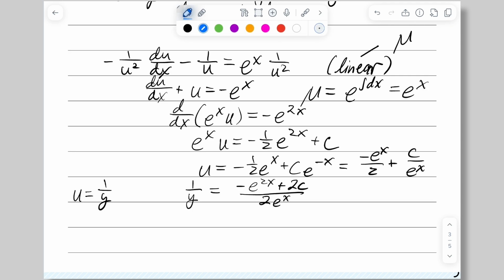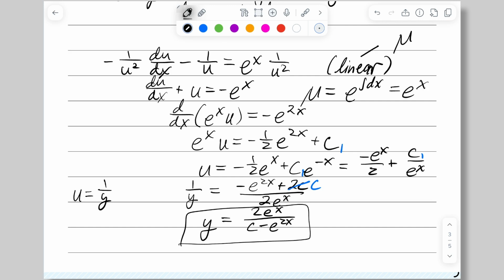If you've been watching my videos, you know I'm not going to leave that 2c constant as 2c. There's no reason for that. So I'm going to replace 2c using c. And also, if you've been watching, you know that means we've now changed the meaning of c, so I need to change the symbol of c in the previous steps. So I'll just throw in c1s there, and then everything's cool. Now we're going to find the reciprocal of both sides. We get that y is equal to 2e to the x divided by c minus e to the 2x. I think that's a good way to go with this one.